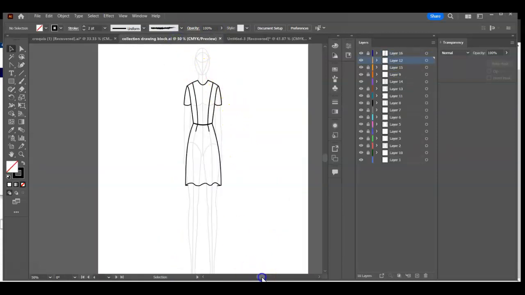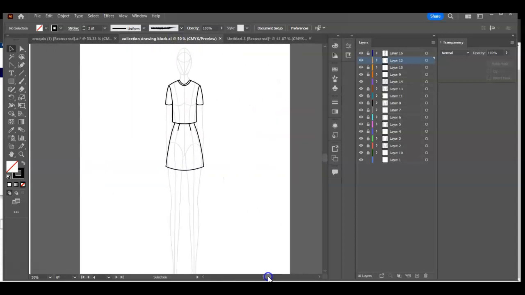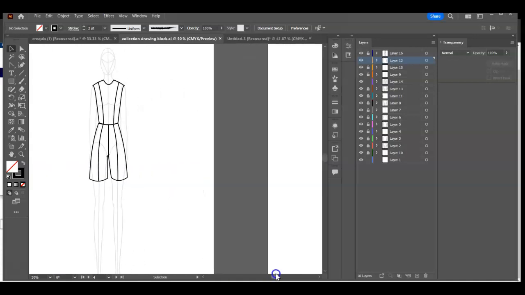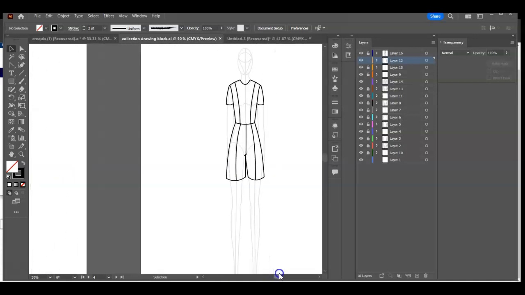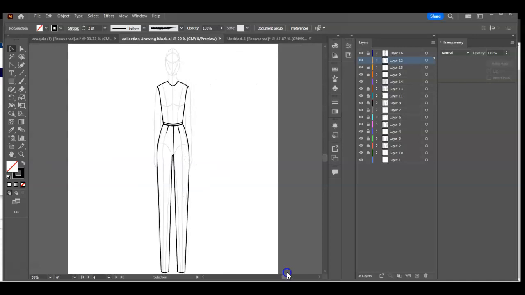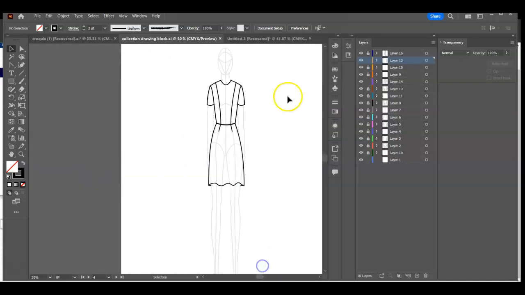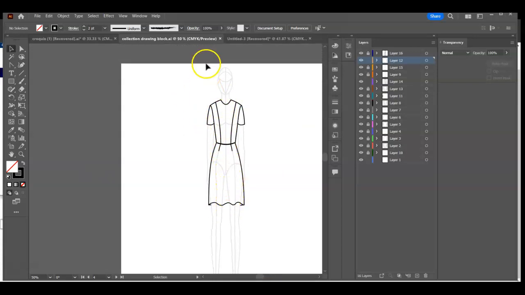So this is my first look, which is the dress. This is the second look. This is the third look. This is the fourth look. And this is the fifth look. What I'm gonna do, I have to fix that. But what I'm gonna do is, when I'm rendering it, I'm going to add the textures in, because drawing these lines is gonna get really confusing and really hard.